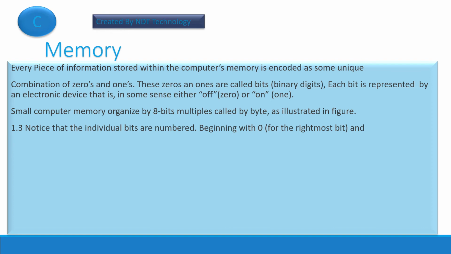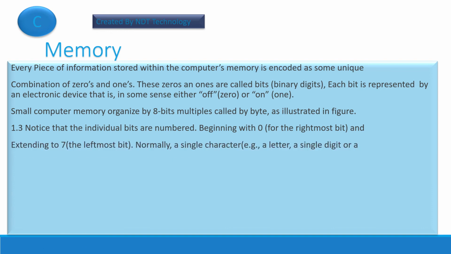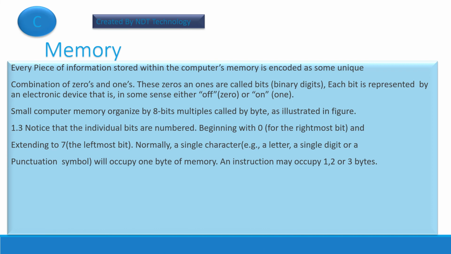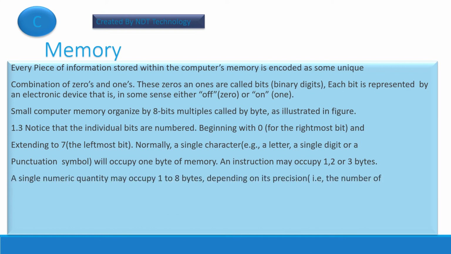And notice that individual bits are numbered beginning with 0, not 1. Every memory numbering begins with 0, extending to 7. Normally a single character, letter, or single digit comes under this 1 byte. A punctuation symbol also occupies 1 byte of memory. As I already told you, an instruction may occupy 1, 2 or 3 bytes, depending on the length, and a single numeric quantity may occupy 1 to 8 bytes, right? Like digits, depending on their precision, like point values or 10 to the power 39.